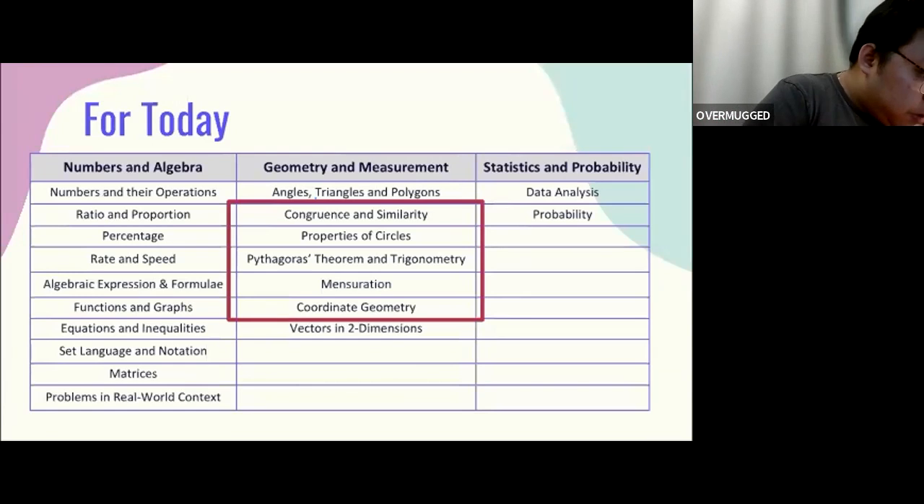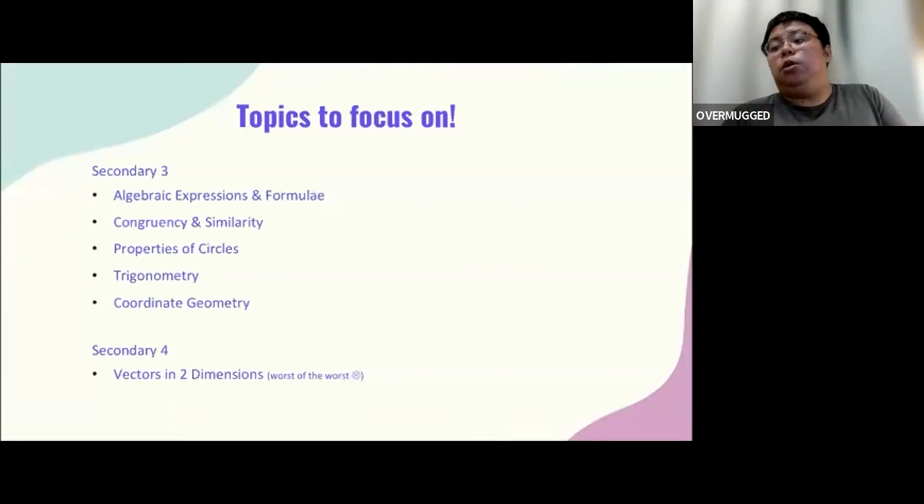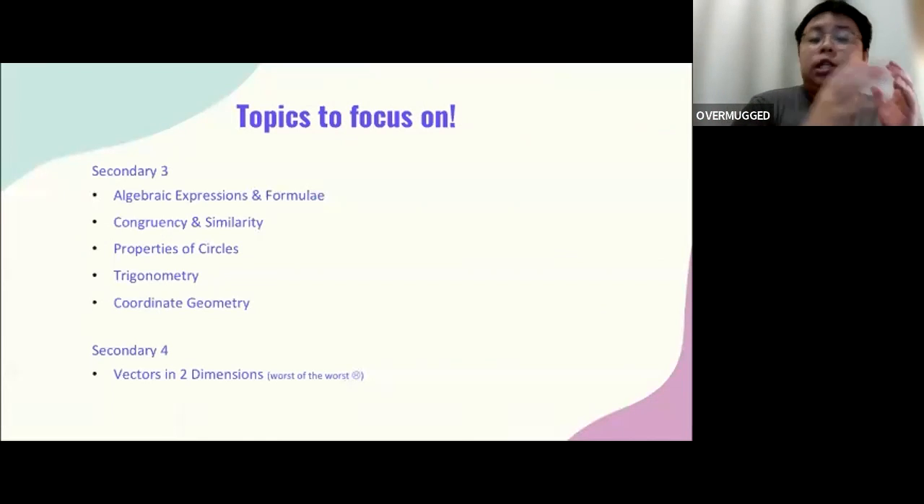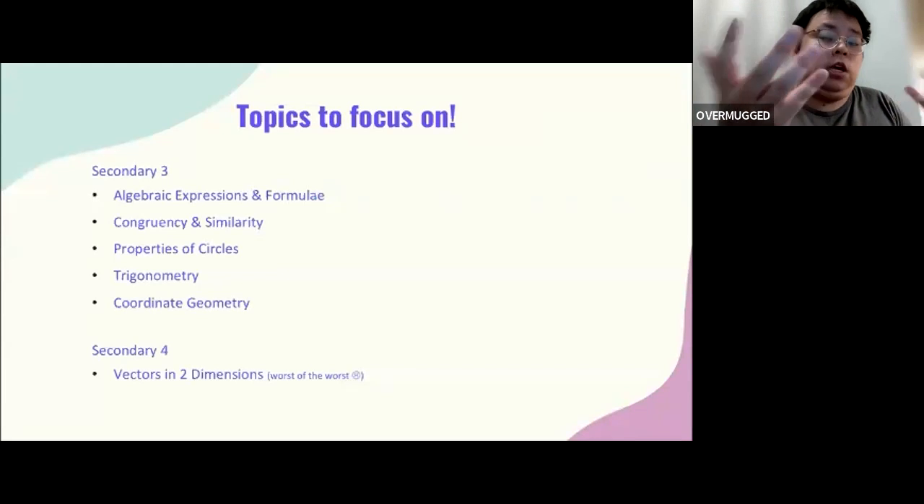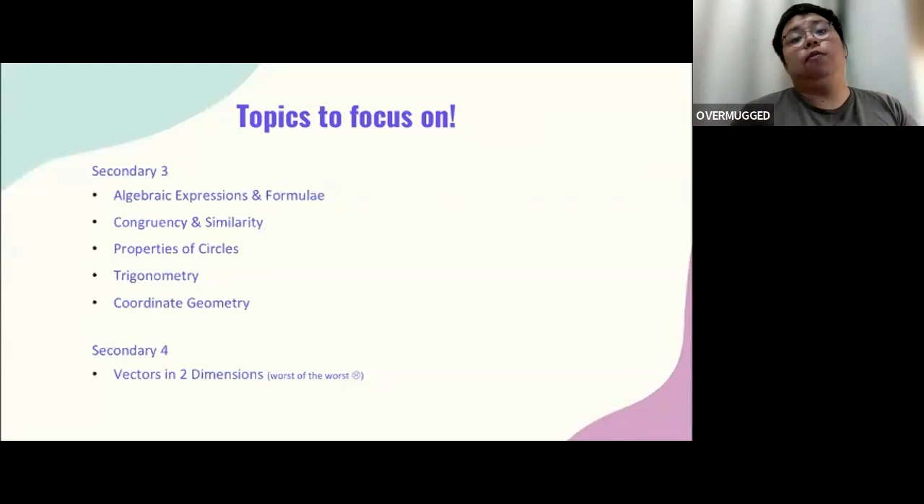Okay. So topics to focus on. If you're currently in Sec 3 right now, and you do not know, for example, if your math, you're scoring maybe a B4, B3, and you don't really know what to focus on, these are my suggestions. Number one, do focus on your algebra, as algebra is a very heavy topic, especially if you take AMF.